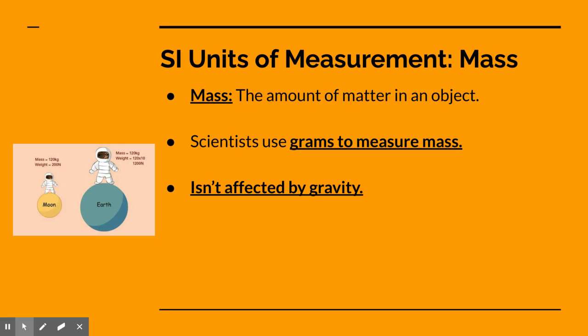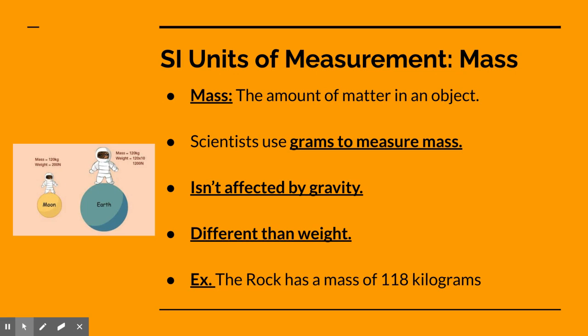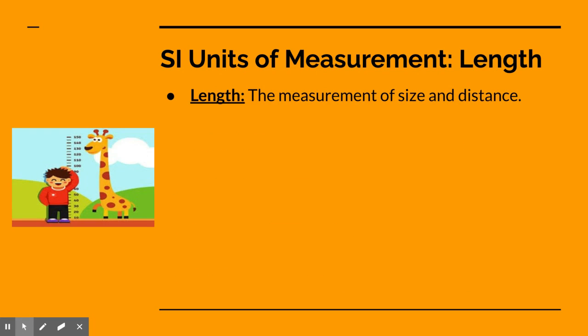It's just the weight that's different, because weight is a measurement of force due to gravity, which we'll get into further in the year. It's very different than weight. As an example, Dwayne "The Rock" Johnson has a mass of 118 kilograms.